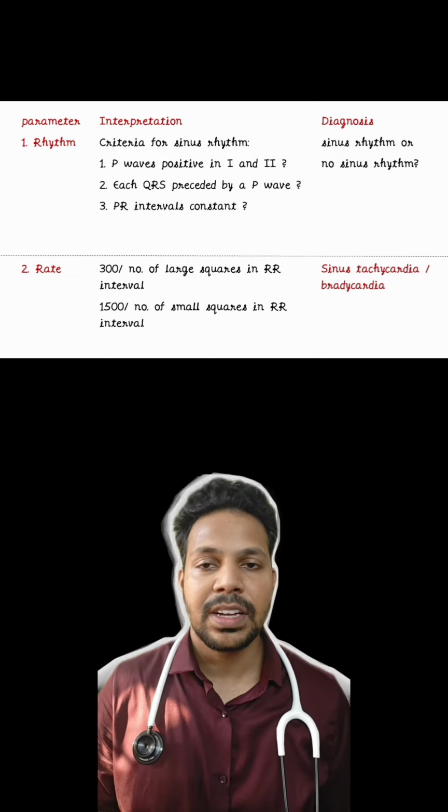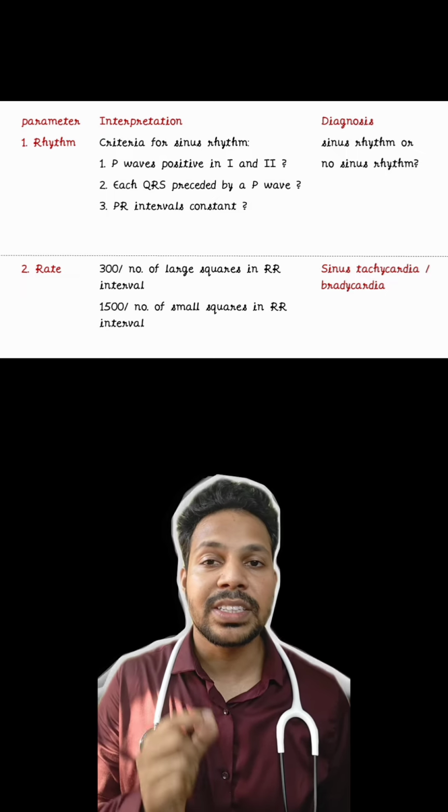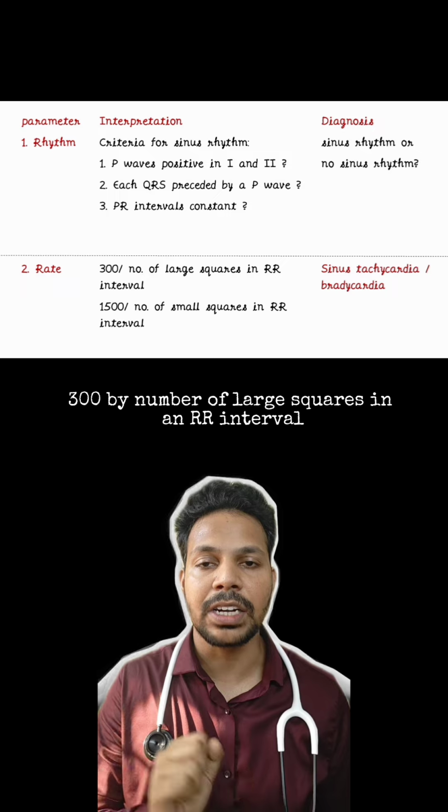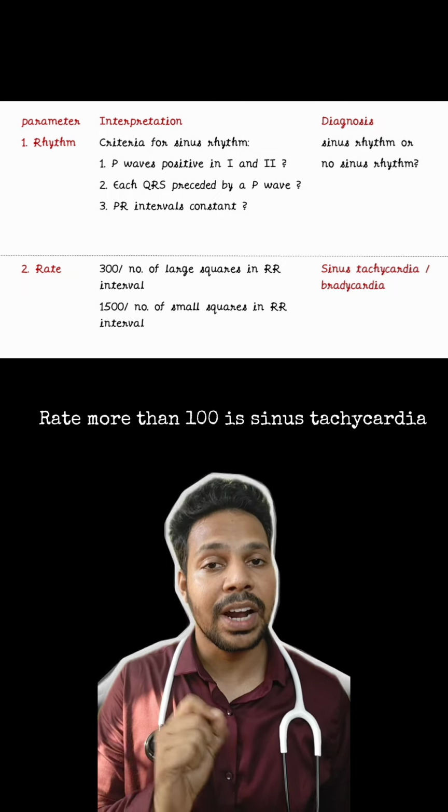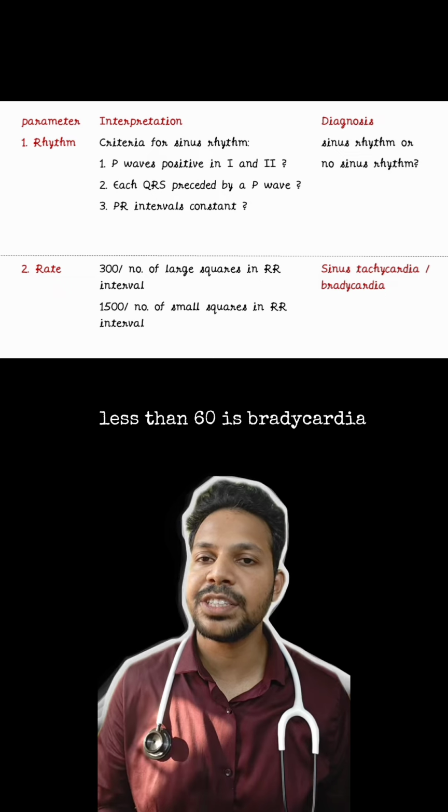Then look at the rate. Rate can be calculated by using this formula: 300 by number of large squares in an RR interval, or 1500 by number of small squares in an RR interval. Rate more than 100 is sinus tachycardia, less than 60 is bradycardia.